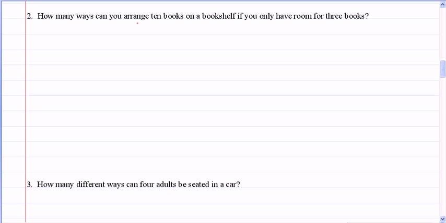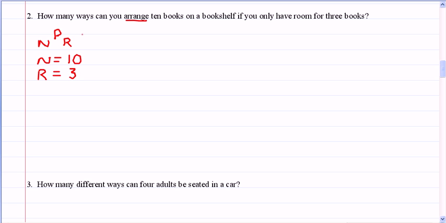Now number 2 is very similar. We want to now arrange 10 books on a bookshelf, but we only have room for 3. So if we only have room for 3, then using the permutation formula again, because when you put the books on a bookshelf, you are arranging them, that makes it a permutation. Your n is equal to 10 because you have 10 to choose from, but you only have room for 3, so your r is equal to 3.